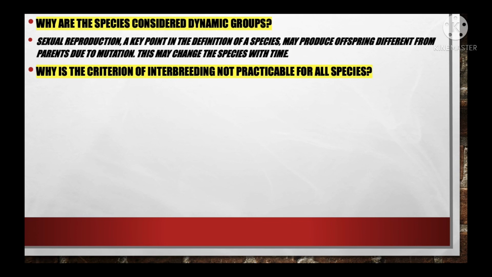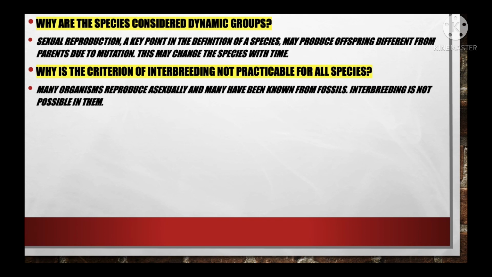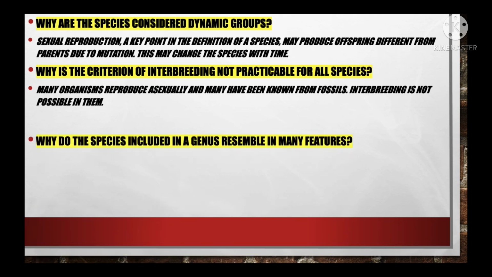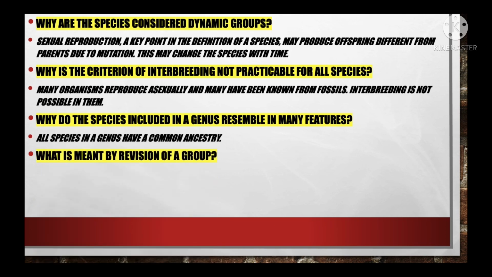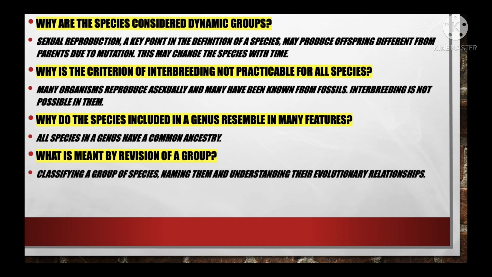Why is the criterion of interbreeding not practicable for all species? Many organisms reproduce asexually and many are known only from fossils. Interbreeding is not possible in them. Why do the species included in a genus resemble in many features? All species in a genus have a common ancestry. What is meant by a revision of a group? Classifying a group of species, naming them and understanding their evolutionary relationships is revision of a group.